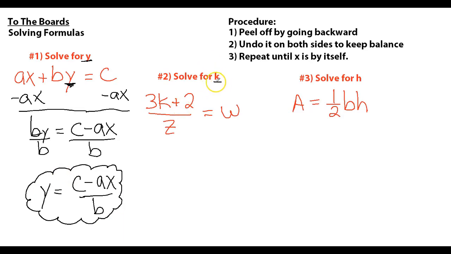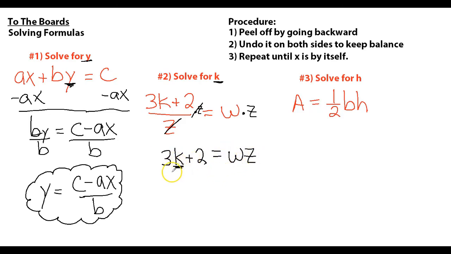Okay, number 2. Number 2, we got to solve for k. Now, k is trapped right here. We got to get this k out. So let's work on peeling off the outer parts. So we're going to start by undoing a divide by z. The opposite of divide by z is multiply by z. So I'm going to multiply both sides of the equation by z. When I do that, over here the z's cancel out. I'm just left with 3k plus 2 equals wz.